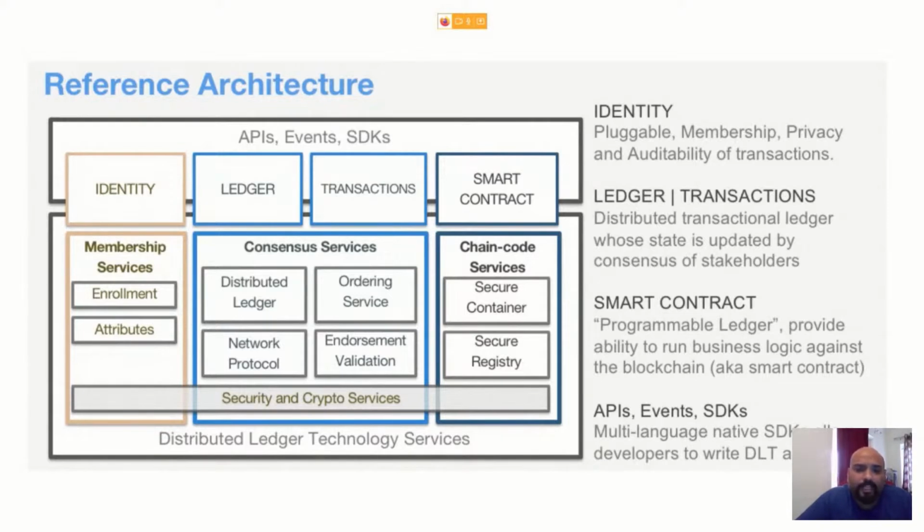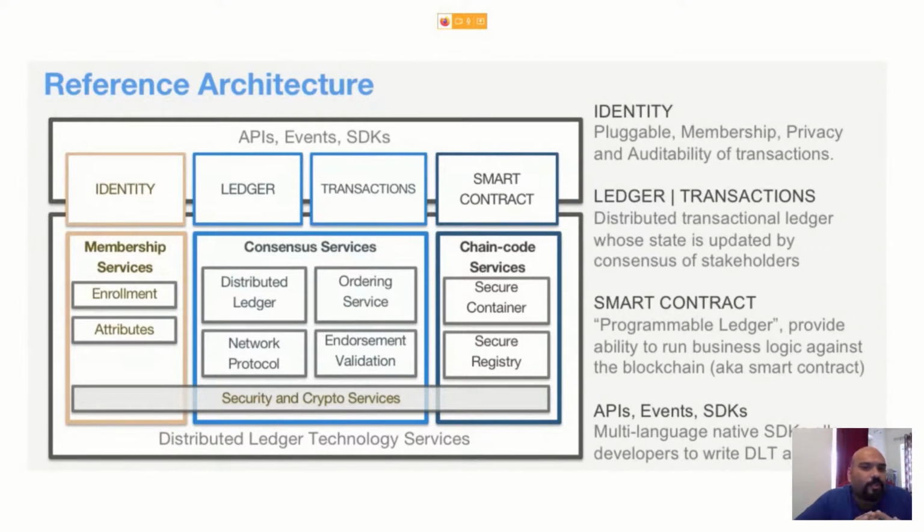And the smart contracts in Hyperledger Fabric are packaged inside a particular construct known as chaincode, which runs in a Docker container, and there is a registry of all the chaincodes. We will get into some of the details of smart contracts and chaincode in this session. Security and crypto services run commonly across. So identity, ledger, contracts. Then we have APIs, events, and SDKs to interact with all these modules in an individual manner or in group based transactions.